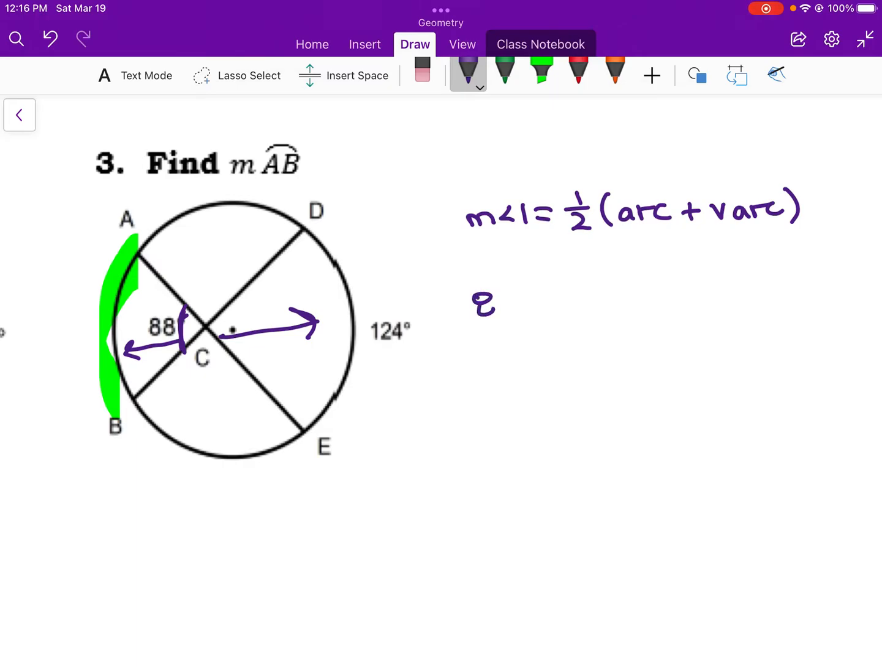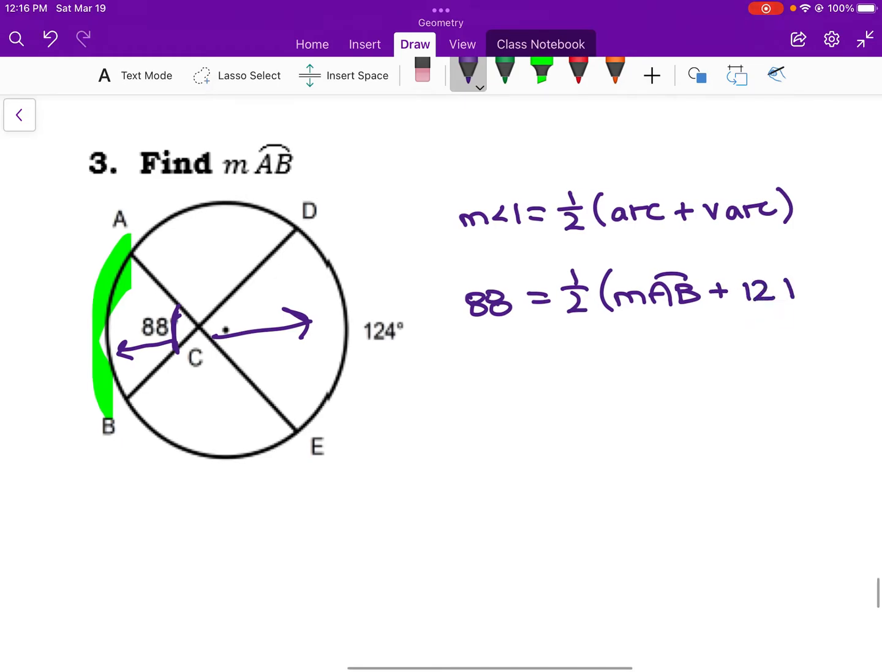So in this case, 88 degrees is the measure of the angle I'm dealing with. And I'm saying that's 1/2 of the arc that I don't know, the measure of arc AB, plus the measure of the arc that's given, which is 124 degrees. So now I'm just building an algebraic equation to solve, where my variable is essentially the measure of arc AB. So I need to get rid of that 1/2. If I multiply both sides by 2, then we get 1.